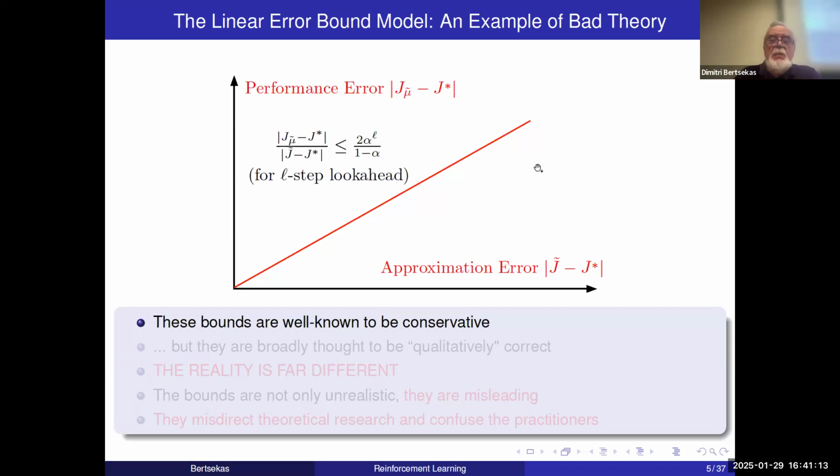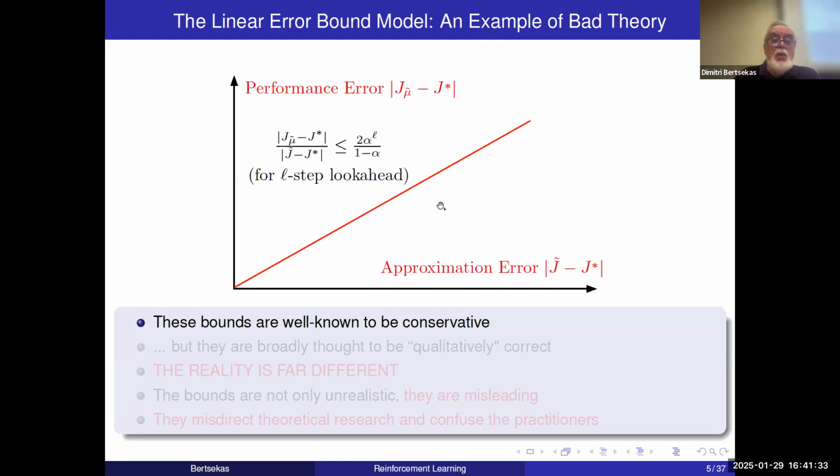Now, it's a classical bound. In my book, Bertsekas and Tsitsiklis, 1996 book, we had several of those bounds. Some of them were quite intricate. Some of them we were quite proud about. But I'm going to argue that all of this is bad. It's an example of bad theory.